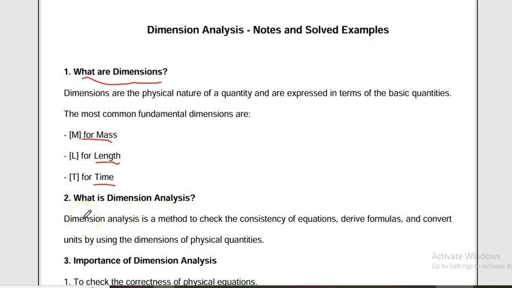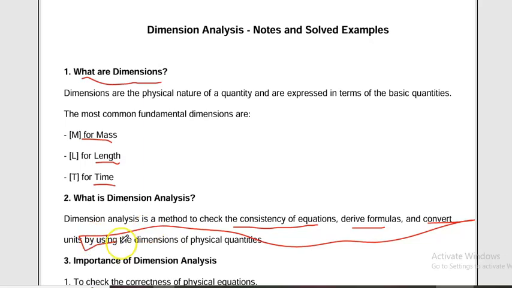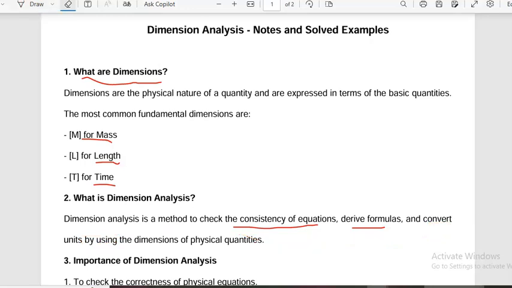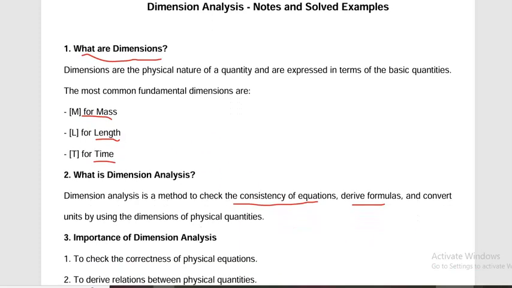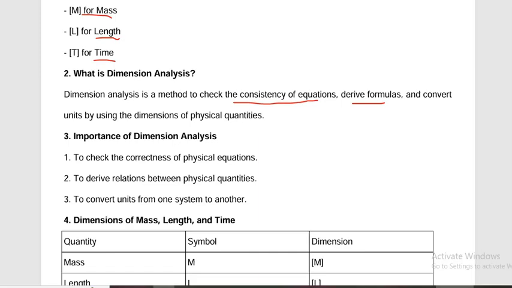Now, dimension analysis is a method that comes into effect when we want to check the consistency, derive formulas, and convert units by dimensions. So we need to also know the importance of dimension analysis.